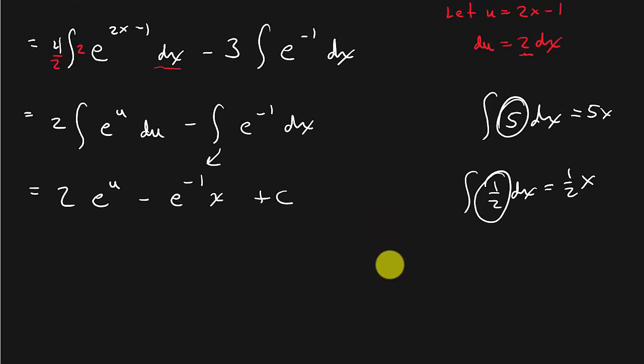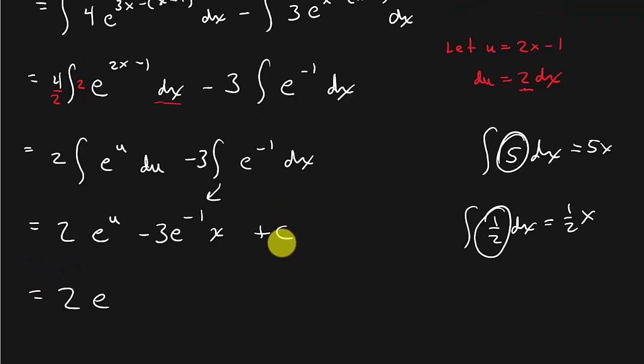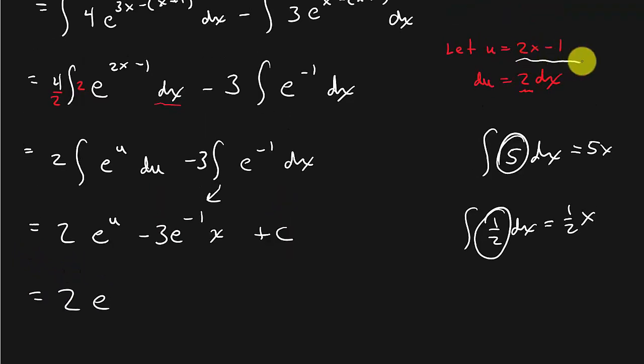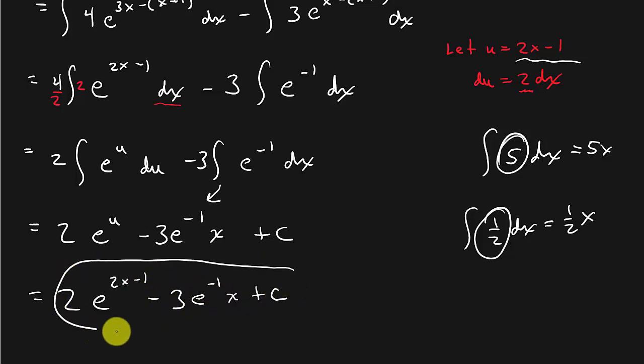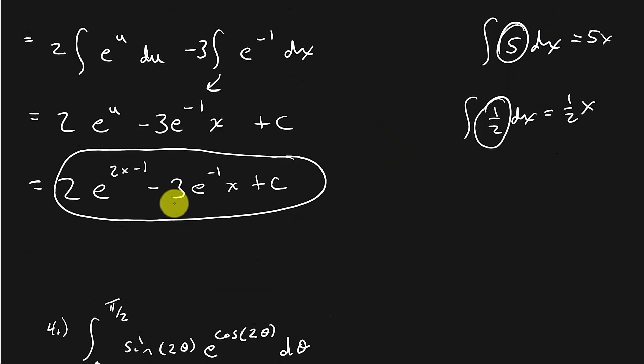Oh, and I left the 3 off here, and that would be a 3 there also. And so this is 2e. Now, e to the u, so let's plug this back in for u. 2e to the 2x minus 1 minus 3e to the negative 1 x plus c. And yes, if you wanted to, this 3e to the negative 1 x, you could write that as 3x over e if you wanted to. That's fine too.